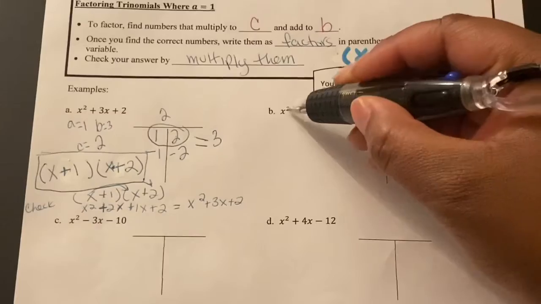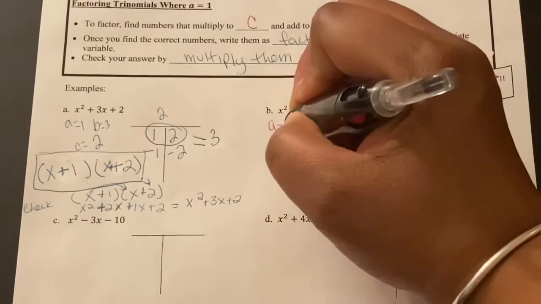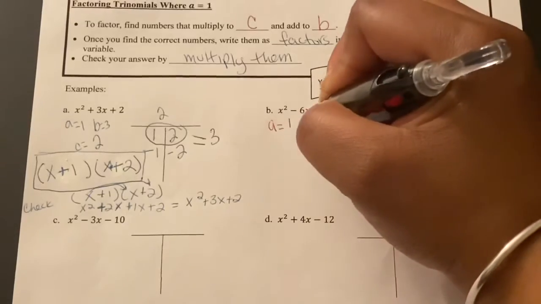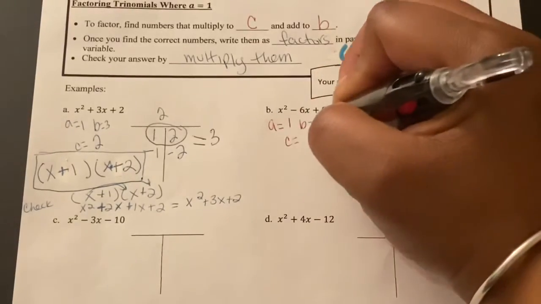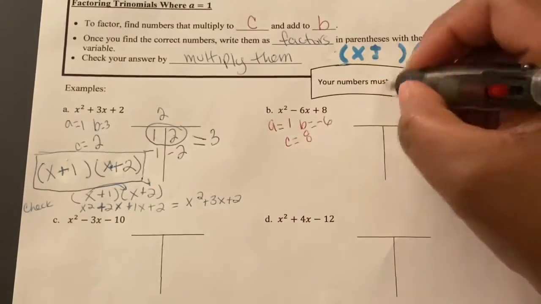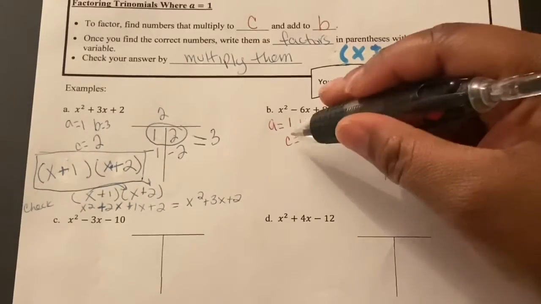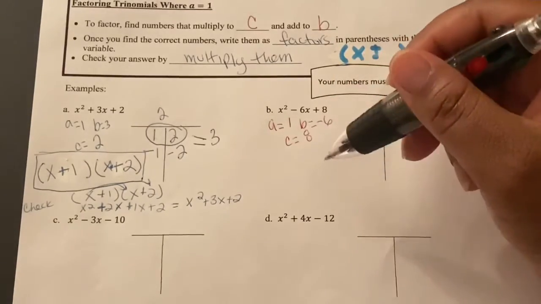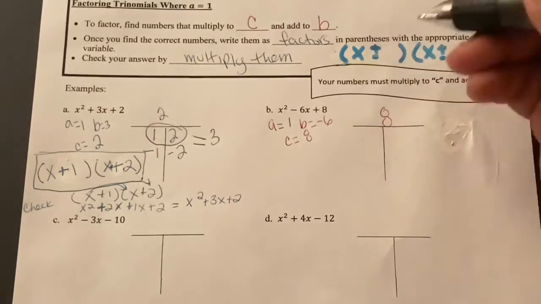Okay, I have x squared minus 6x plus 8. My a here is 1, my b is negative 6, and my c is positive 8. I have to find the factors of positive 8 that add to make negative 6. Factors of c that add to make b. Say that over and over again in your head.